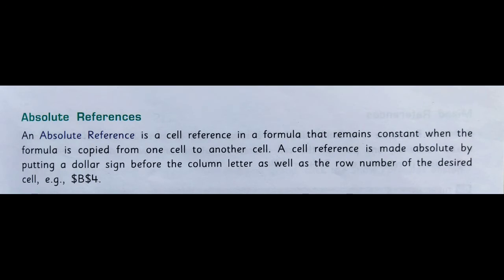Next is absolute reference. An absolute reference is a cell reference in a formula that remains constant when the formula is copied from one cell to another cell. A cell reference is made absolute by putting a dollar sign before the column letter as well as the row number of the desired cell. Example: $B$4.